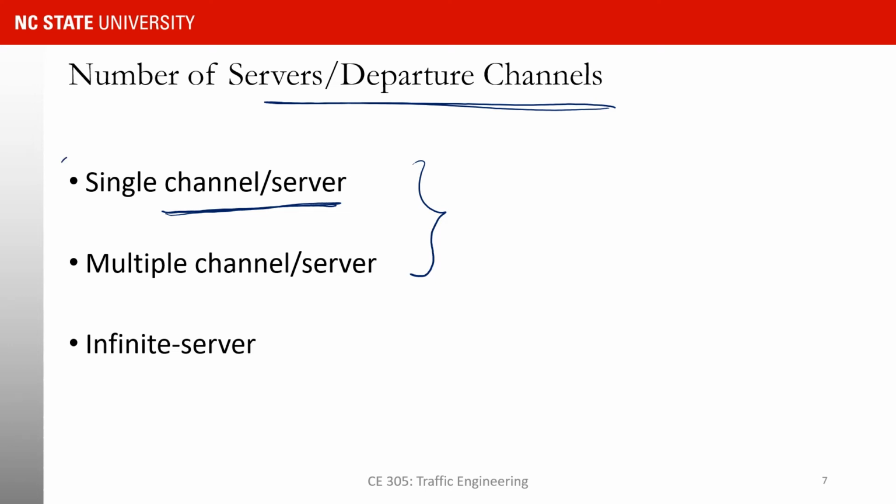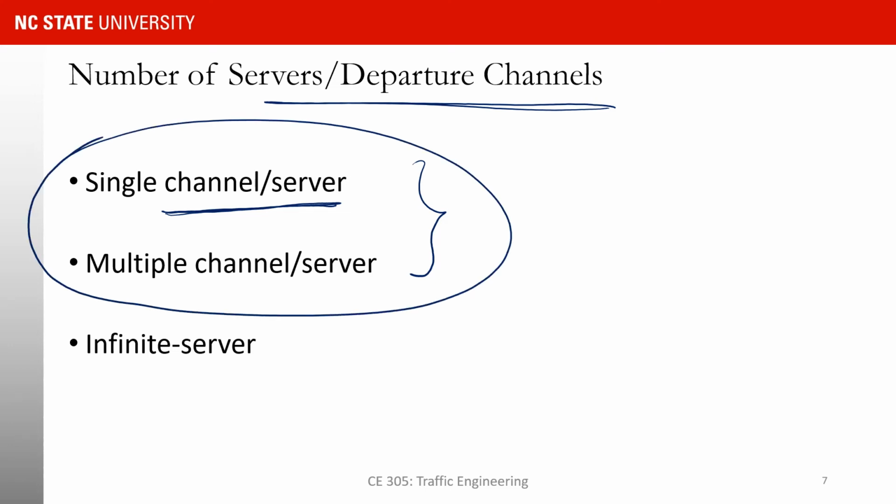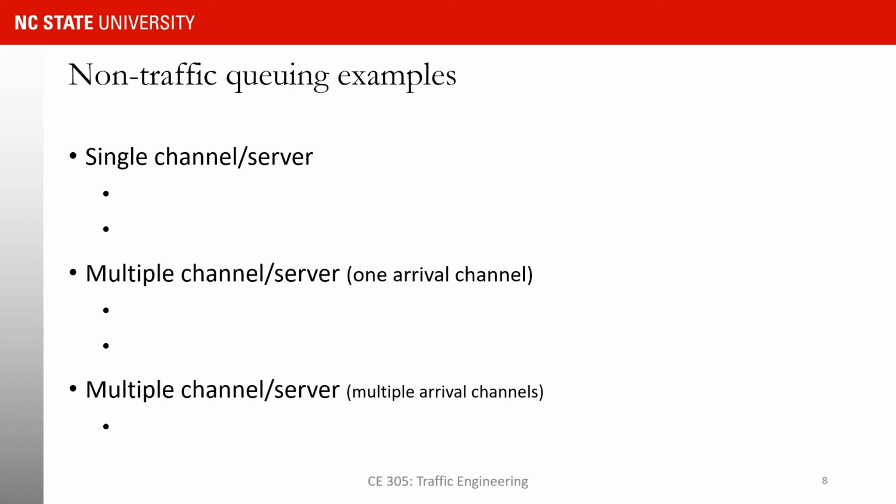But I want you to think about examples for the first two, and we will get to those in the next few slides. So I want to start with some examples that are not traffic related for single channel server. So think about what are some good examples that represent a single channel or single server queuing system.